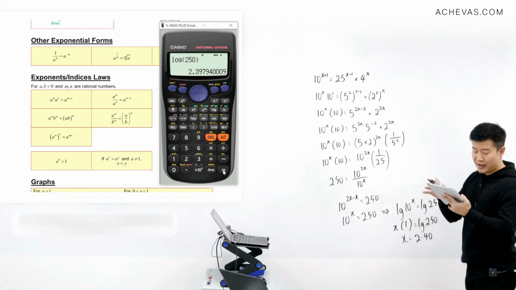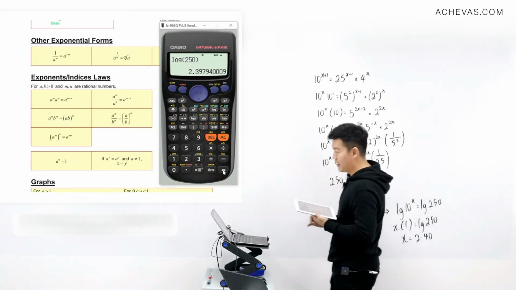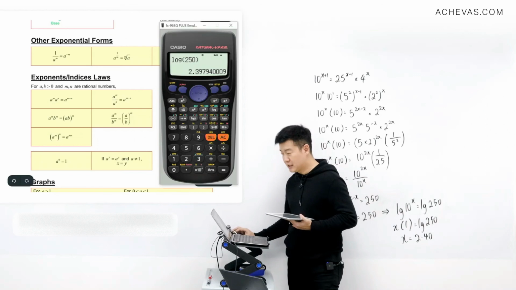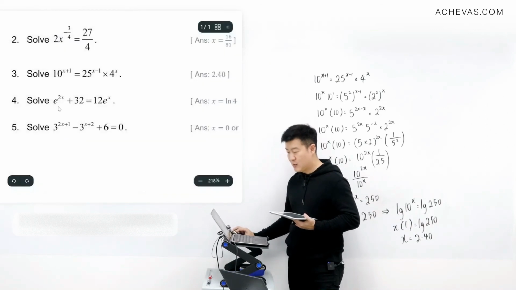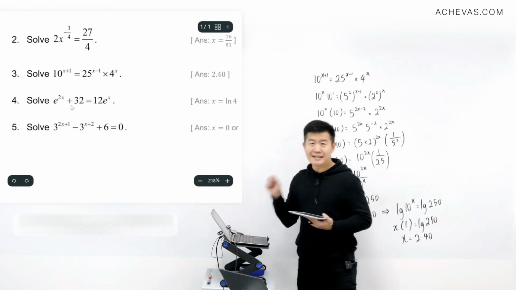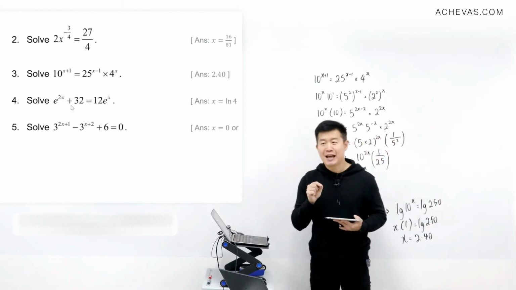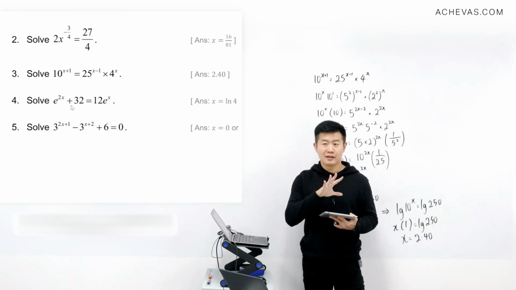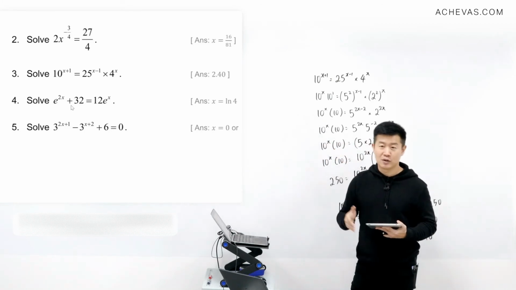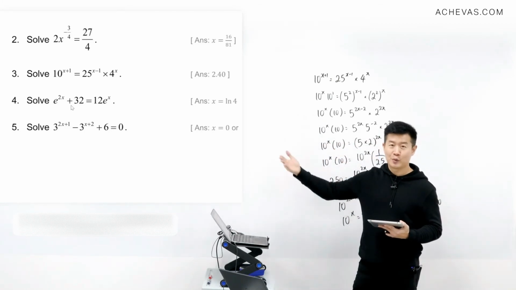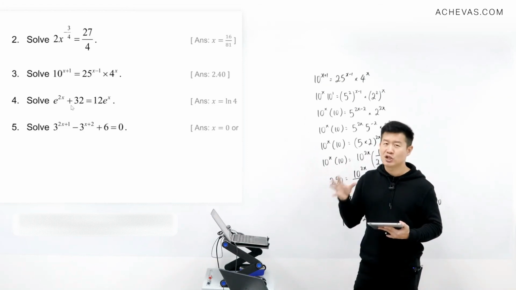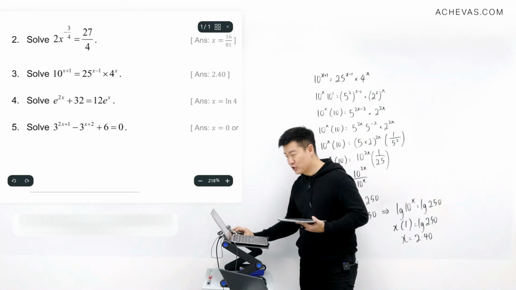Let's move on to another equation. For this other equation here, we have e to the power of 2x plus 32 is equal to 12e to the power of x. And this e here is actually a constant. We're going to be seeing this e as a constant in a lot of other questions in our O-level math and the math that we're going to be dealing with next time, because this e, just like pi, has already been predefined.